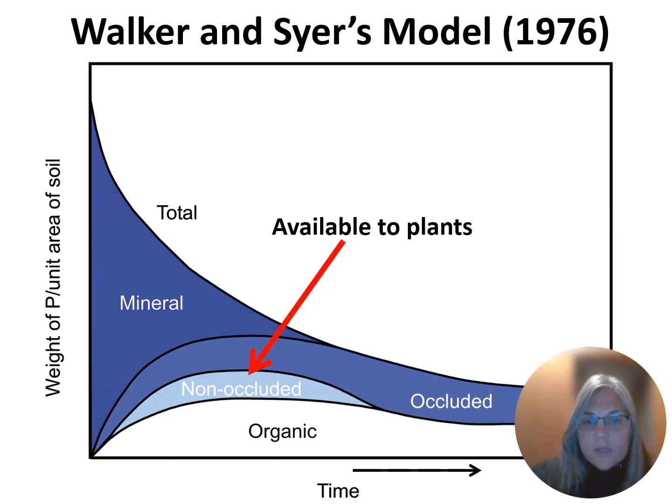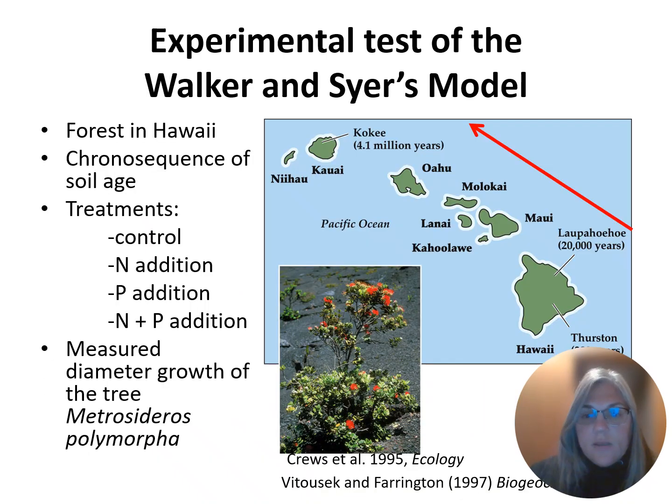So again, that non-occluded is the phosphorus that is generally available for plant uptake. And you can see out of all the phosphorus in the system, it's a small portion, and then it can decline over time as well. So that Walker-Syers model was a hypothesis for trying to understand changes in phosphorus over time.